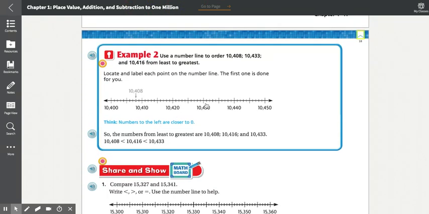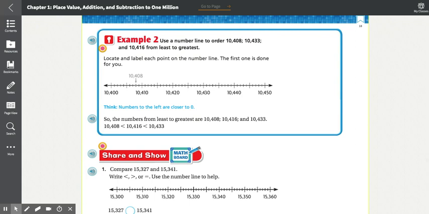Example 2. There is another way to compare these numbers. We can use a number line. So let's put these numbers in order from least to greatest. Use a number line to order 10,408, 10,433, and 10,416 from least, smallest, to greatest, largest. Locate and label each point on the number line. The first one is done for you.